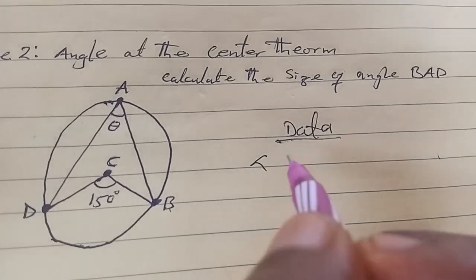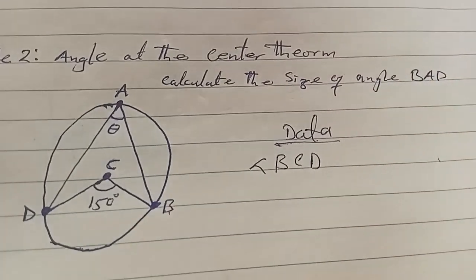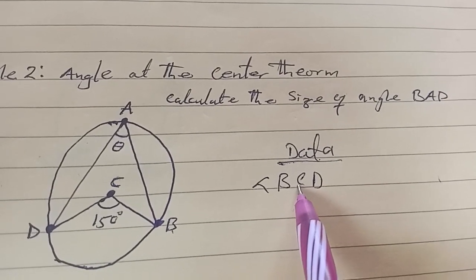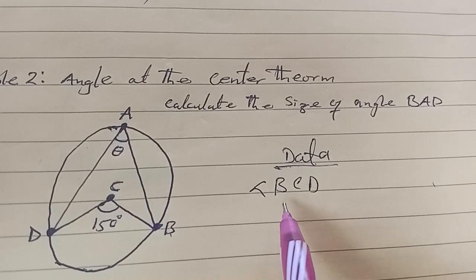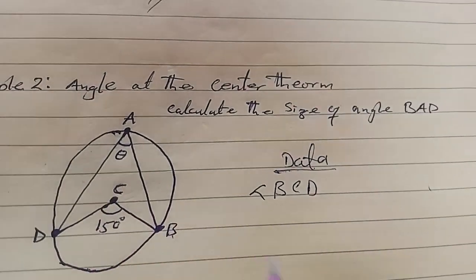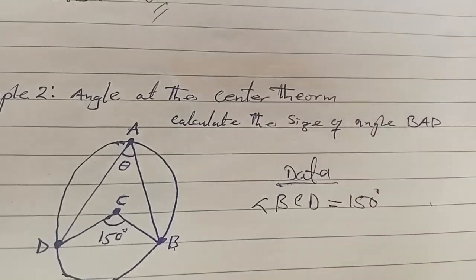So we know that BCD, and don't forget, in our previous video I told you that the middle variable is always the angle, right? So don't forget about that. So now BCD is equal to what? 150. Now we're saying this C is equal to 150, right? So BCD is equal to 150 degrees.